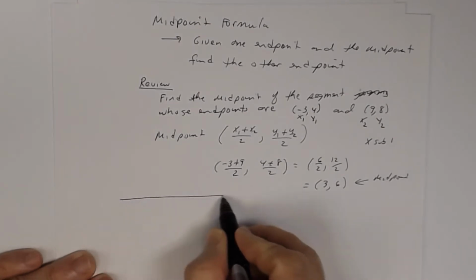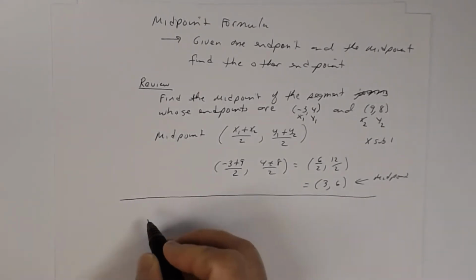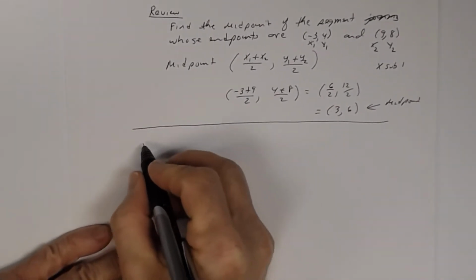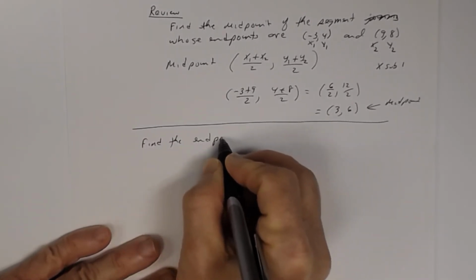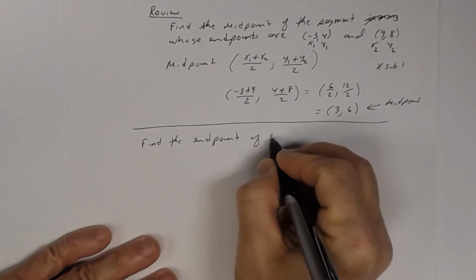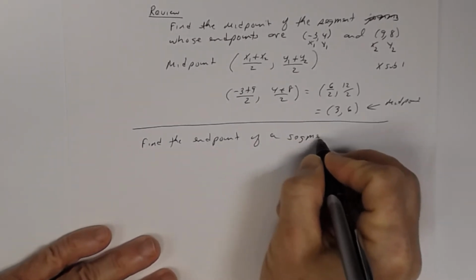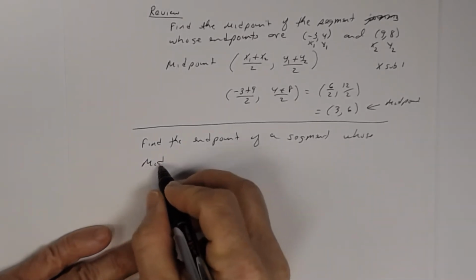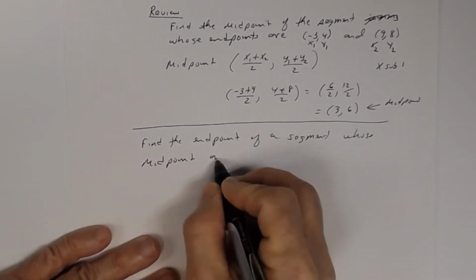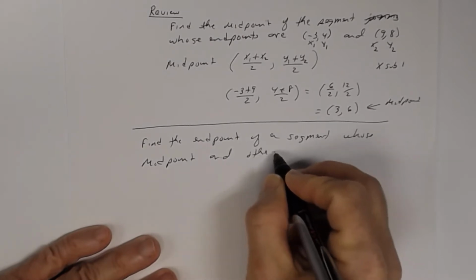So let's look at some examples. So the question is going to be this. The direction is going to say, find the endpoint of a segment whose midpoint and other endpoint is given.